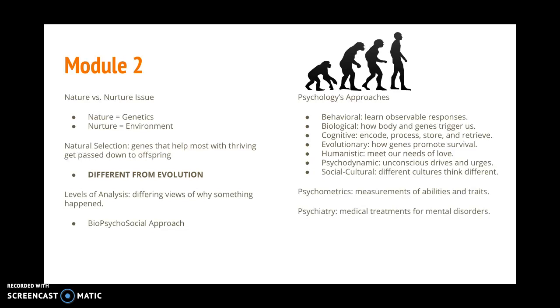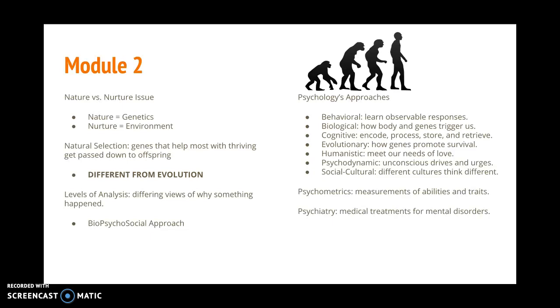There's something known as natural selection. Natural selection is where genes that get passed down to offspring help the offspring to thrive the most. Remember, this is different from evolution. Evolution deals with having basic life forms and how their offspring became more complex. Natural selection is a subtopic of evolution. It's one of the ways that animals evolve, if that makes sense.